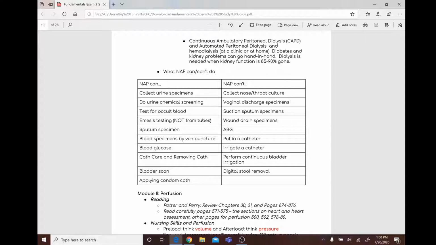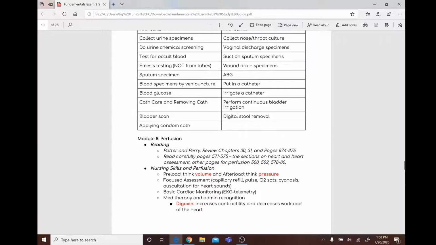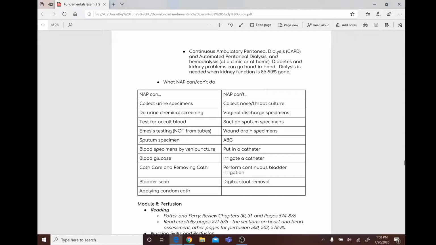Collect urine specimens, do urine chemical screening, test for occult blood, emesis testing, sputum specimen, blood specimens by venipuncture, blood glucose, cath care and removing cath, bladder scan, and applying random cath. What can the NAP not do?